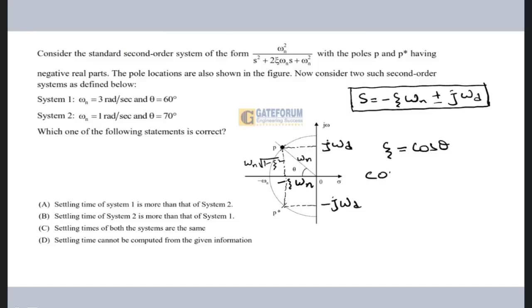Cos theta will be the base by hypotenuse. So zeta omega n by omega n, so this part is coming as zeta. Okay. Now what is asked here?